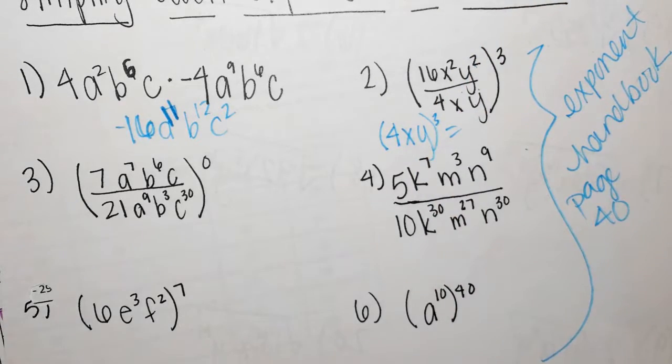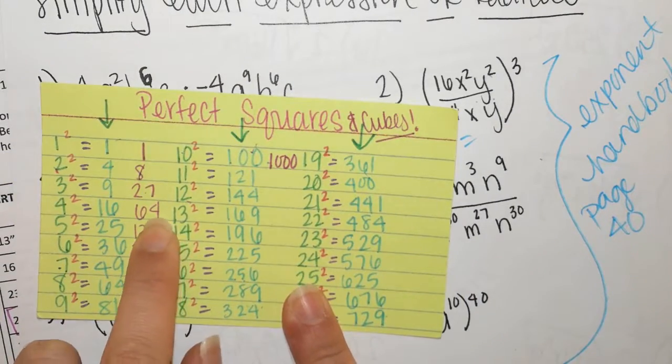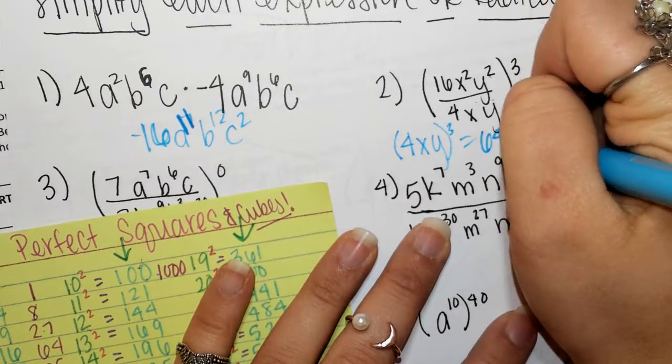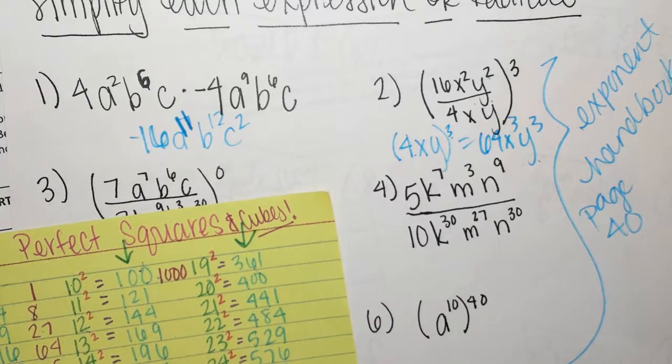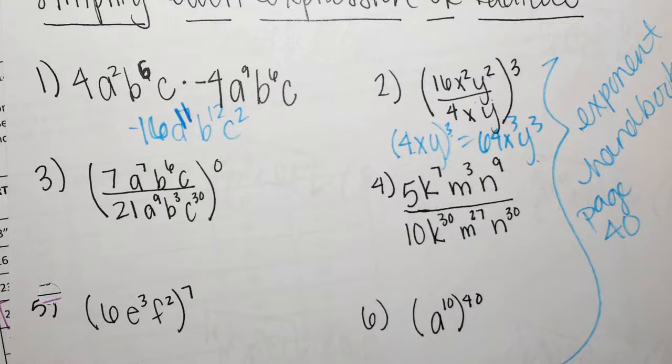So now we have our index card. We don't even need a calculator to tell us what 4 cubed is. It's 64. So you're going to have 64 x cubed y cubed, because when you raise a power to a power, you multiply. Did anybody get that one right? Hey, look at us go.